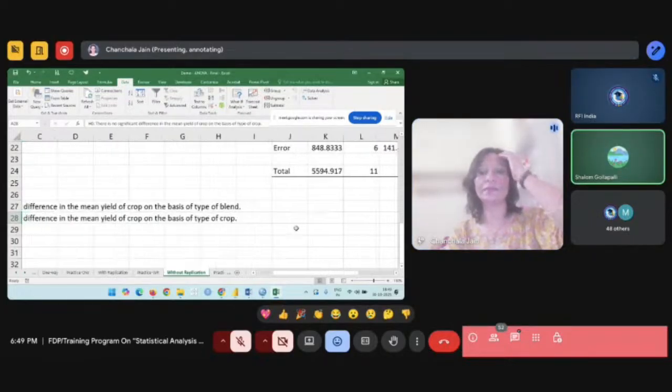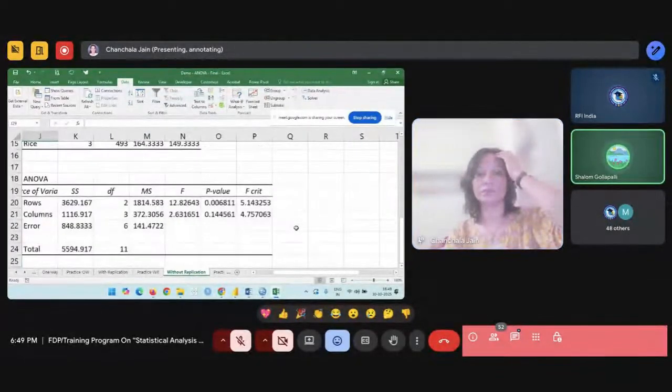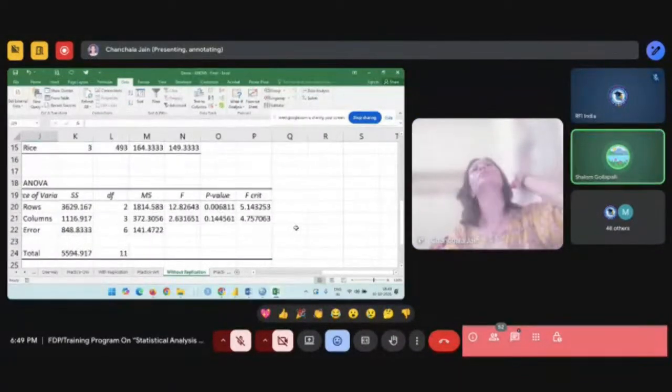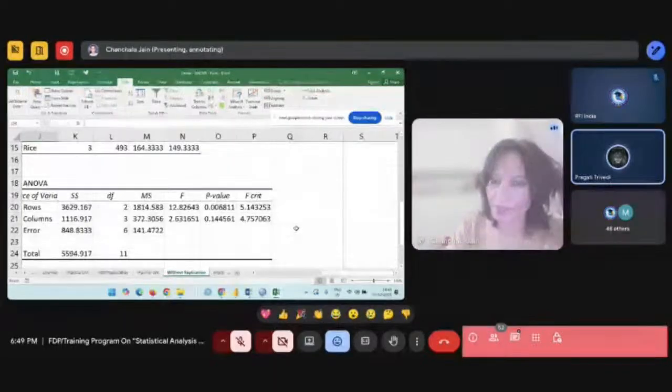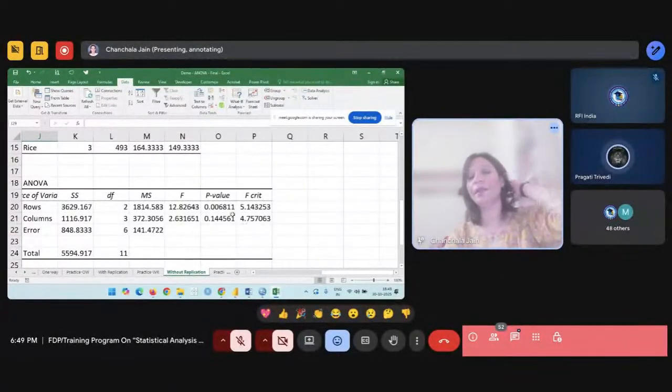Is it clear? Yes, ma'am. That means rows are making the significant difference, which you told just now, based on the values which we got, the P value. Can you please repeat the interpretation? What do we interpret from the first value?